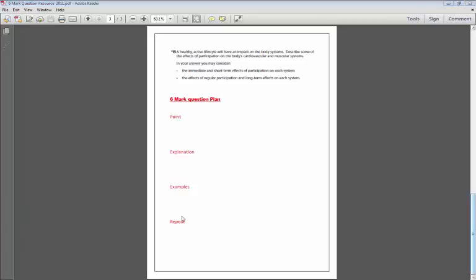I would then do this for the rest of my 6 mark question, so ensuring that I had the short-term effects of the cardiovascular system, the long-term effects of the cardiovascular system, the short-term effects on the muscular system, and the long-term effects on the muscular system. Just by making sure that it's always in your plan, it gives you a better idea when you're writing your 6 mark question.